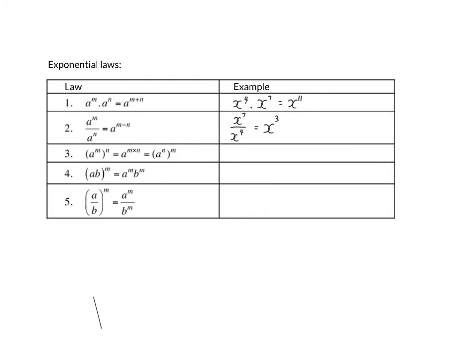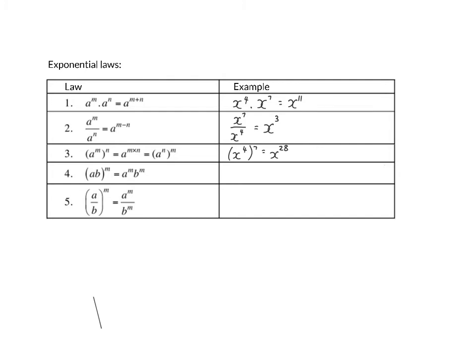Our third law is when we have one base only, but two exponents, and then we simply multiply our exponents. So if we have x to the power of 4 to the power of 7, we multiply those two exponents. 4 times 7 is 28.